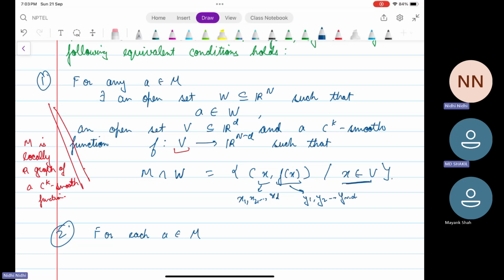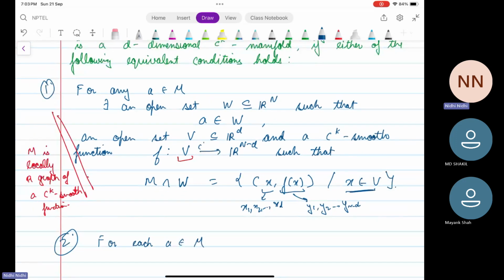So we are able to find such open sets V, W and a function F which is CK smooth, such that this is happening. That's why we are saying that M is locally the graph of the function F. Basically, in some open set, it is giving us the graph of some CK smooth function.